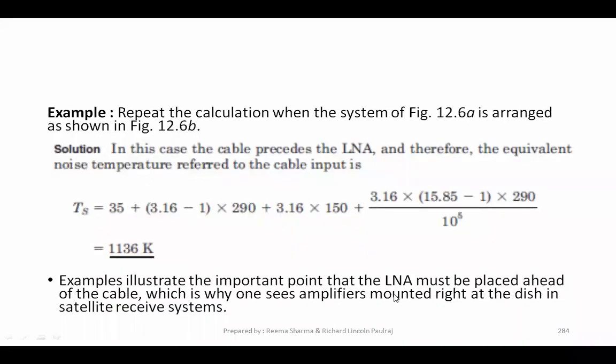The important point that you have to make note of is that the LNA must be placed ahead of the cable. This is important. If this isn't followed, then the losses are magnified because of the amplification that happens.